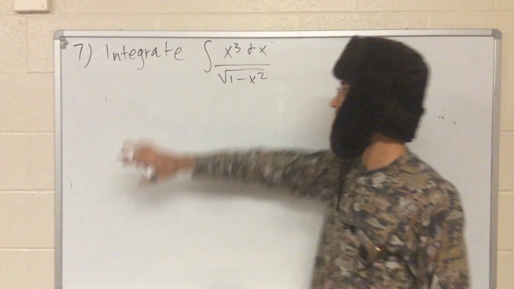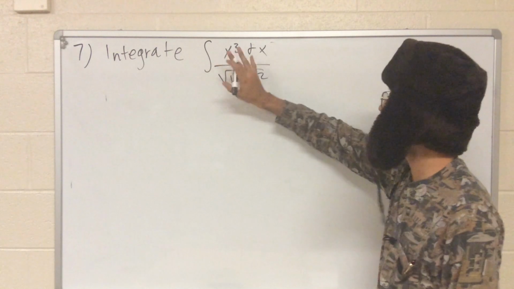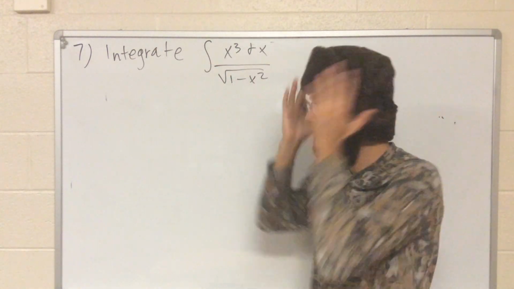So for question 7, we have to integrate x cubed dx divided by the square root of 1 minus x squared.